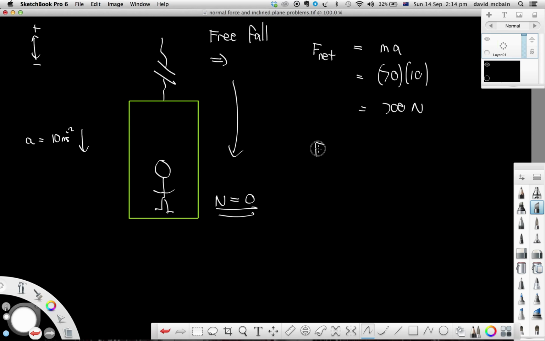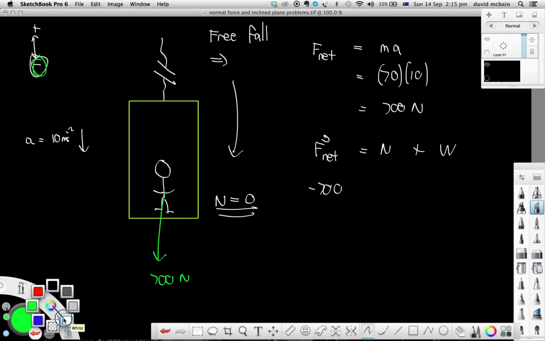Now remember, the net force is equal to the normal force plus the weight force. Now, the elevator is moving downwards, the acceleration is downwards, and therefore the net force is downwards, which is negative. So our net force, which we've just worked out, will be negative 700 newtons. The weight is just the same as the other three problems. It is 700 newtons in the downward direction, which is also negative. So the weight force is going to be negative 700 newtons.